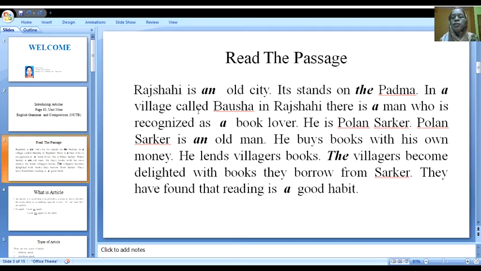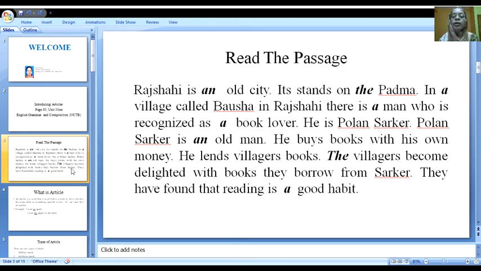Rajshahi is an old city. It stands on the Padma. In a village called Bausha in Rajshahi, there is a man who is recognized as a book lover. He is Polan Sarkar. Polan Sarkar is an old man. He buys books with his own money. He lends villagers books. The villagers become delighted with books they borrow from Sarkar. They have found that reading is a good habit.